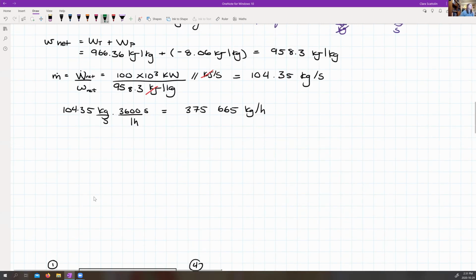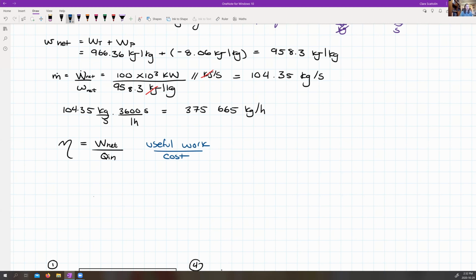So now the efficiency. What is efficiency, you ask? I have not yet mentioned it. So my efficiency is going to be my work net over my Q in. Essentially what that means is my work net is my useful work, divided by my Q in, which is my cost. Because my work net is the sum of my turbine and my pump, what it's essentially telling me is my turbine gave me 966 kilojoules per kilogram of work, which was good. It was useful. That's what I wanted.